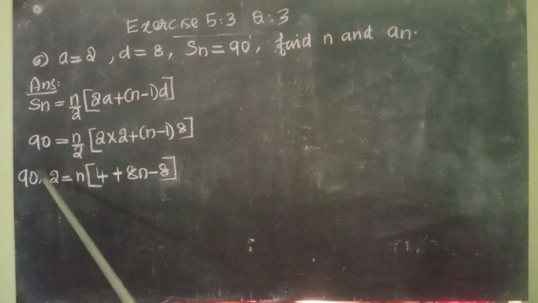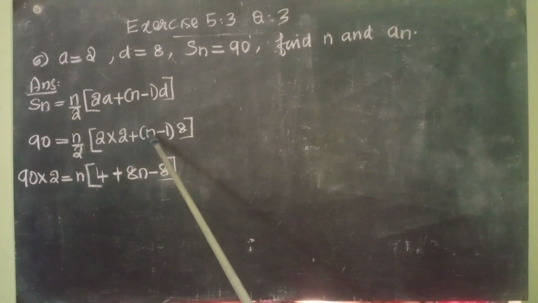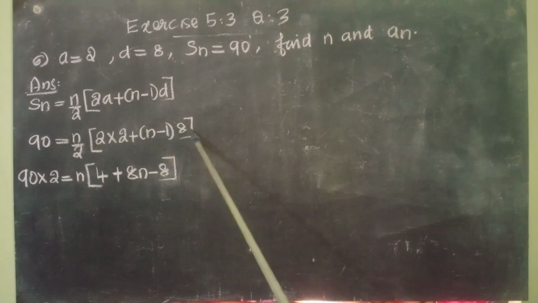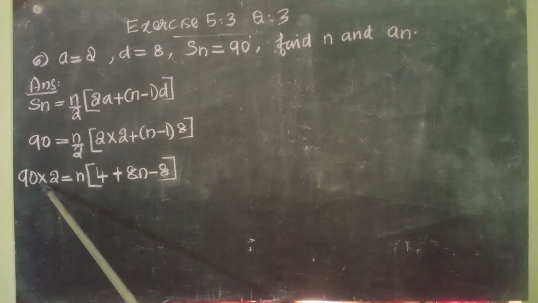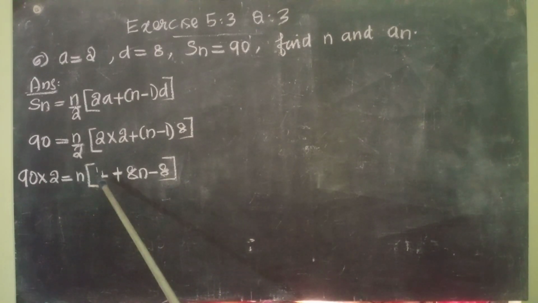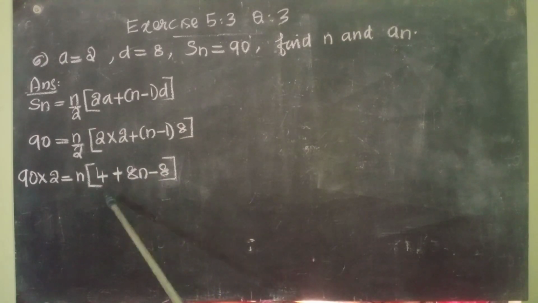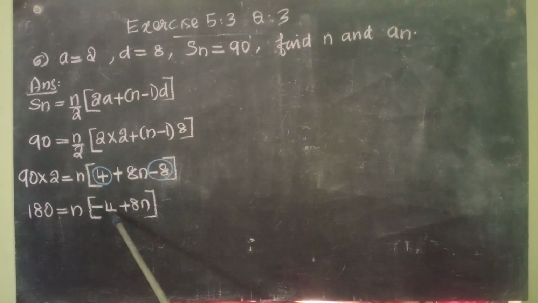This 2 is taken to the left side, 90 into 2. 2 into 2 is 4. Here n into 8 is 8n. Minus 1 into 8 is minus 8. Now this 90 into 2 we can multiply. Same way, this 4 and minus 8: 4 minus 8 we can add, we are getting minus 4. 180 equal to n into minus 4 plus 8n.